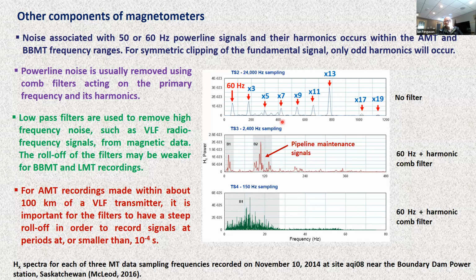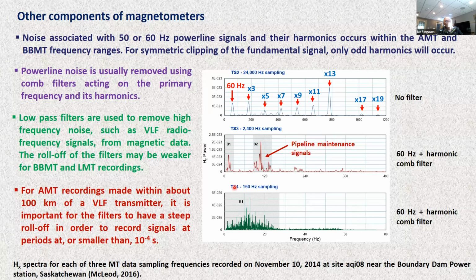And this just shows an example from a recording that we made near the Boundary Dam Power Station in Saskatchewan. It's a recording using Phoenix equipment of 3 different sampling rates, 150 hertz, 2400 hertz, and 24,000 hertz sampling. The signals include 60 hertz signals and some pipeline maintenance signals, this broadband response shown here.